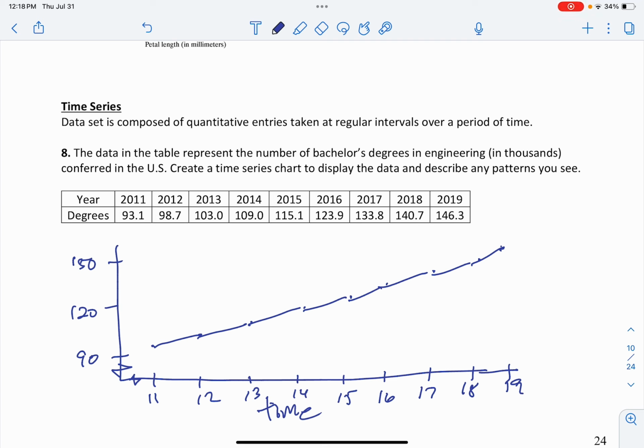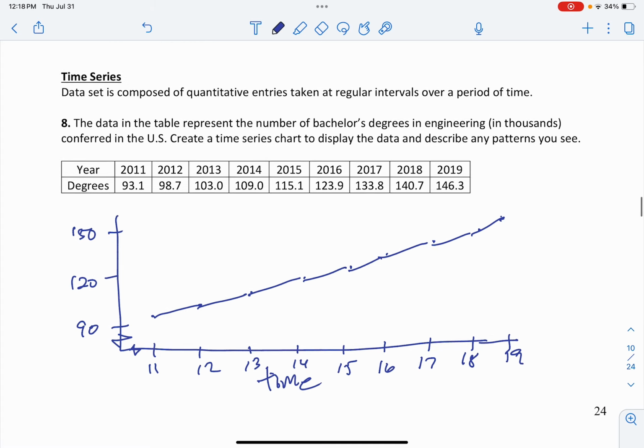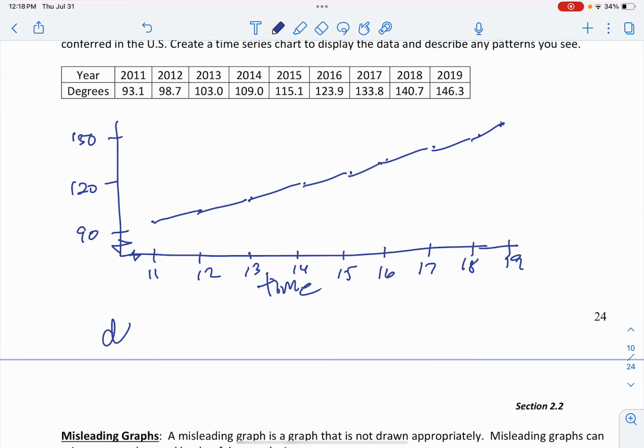This is a horrible graph. If we had technology, which we'll get to with StatCrunch, it'll look so much better. But just a general idea. And then, of course, we can see any kind of patterns. Describing the pattern, obviously, we see that as time goes along, the number of degrees increases over time.